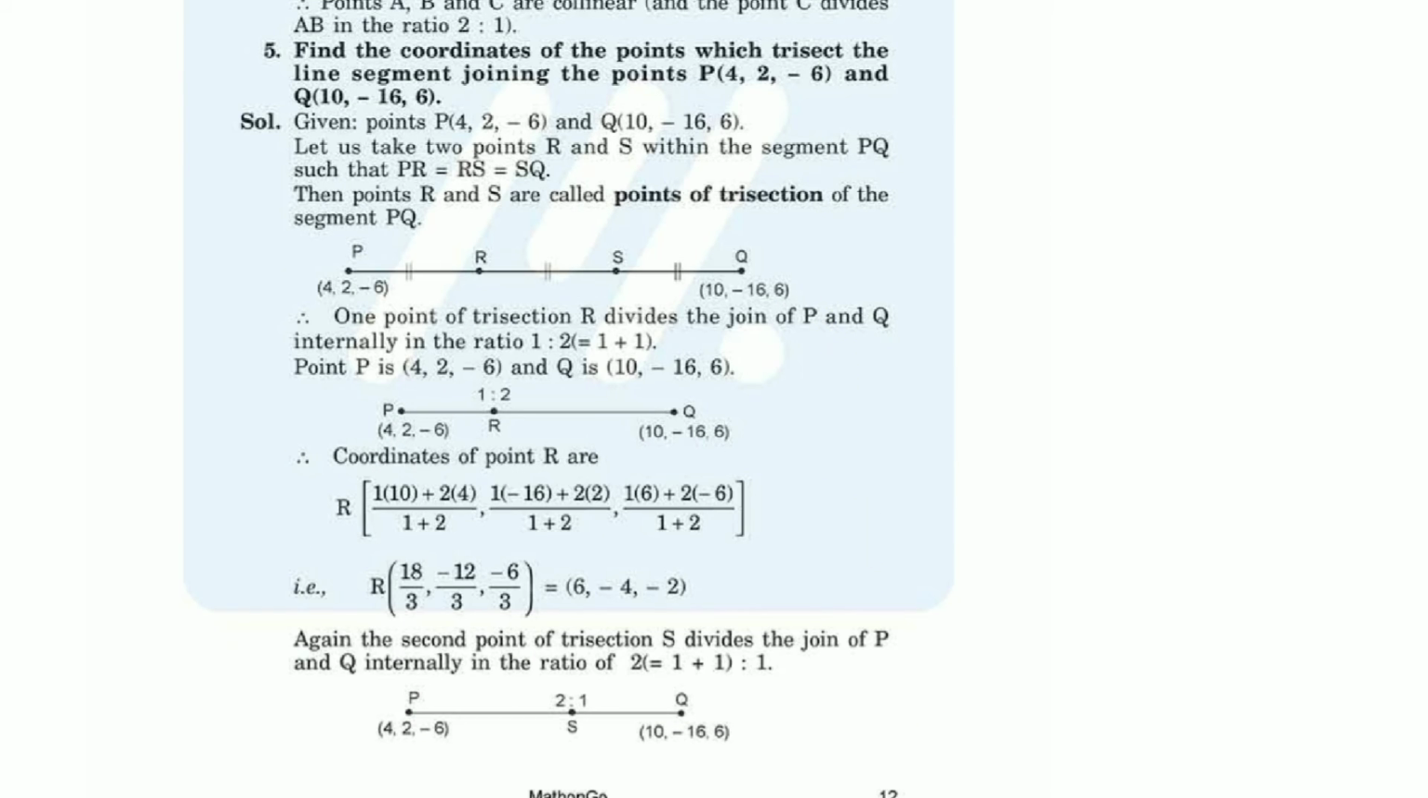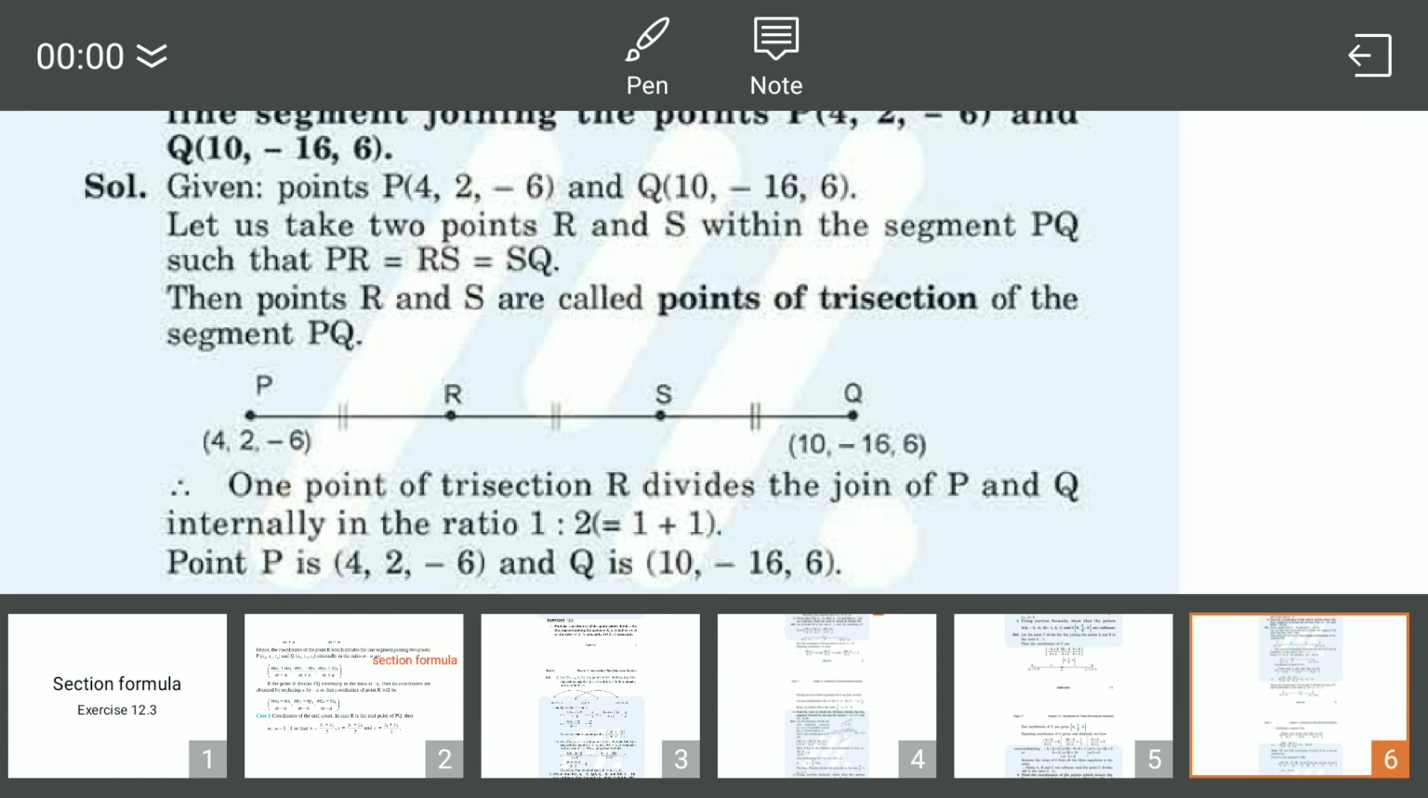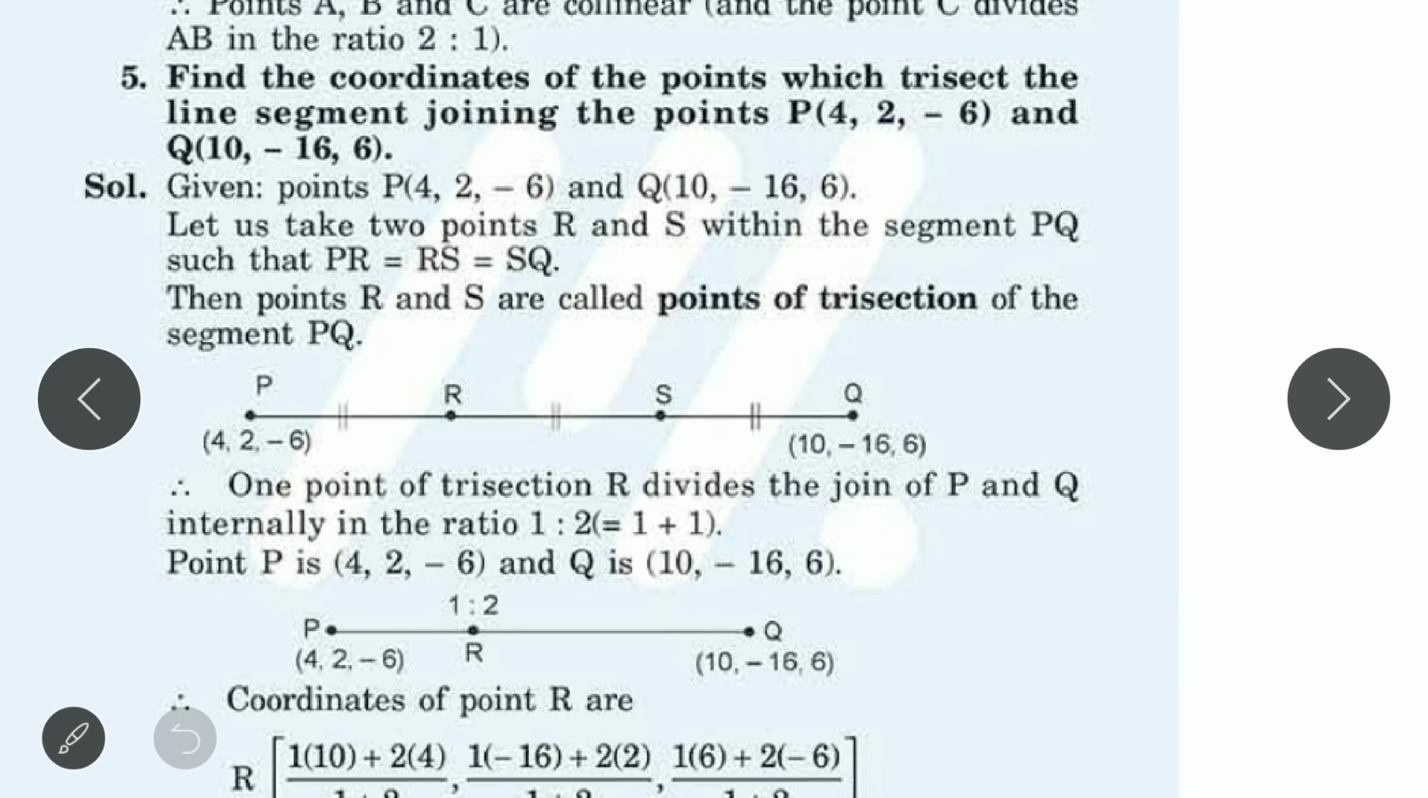Next, we go to the last question, question number 5. Now, what is question number 5? Let us read it. Find the coordinates of the points which trisect. Now, what do you mean by the word trisect? Trisect means dividing a line segment into 3 equal parts. So, we have to find out the coordinates of the points which trisect the line segment joining the points P and Q.